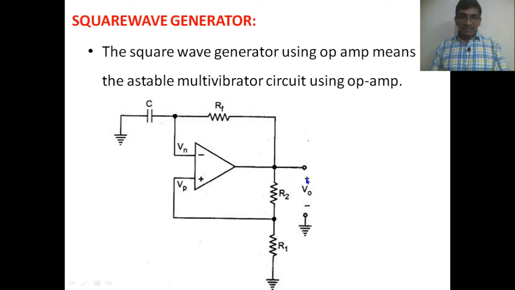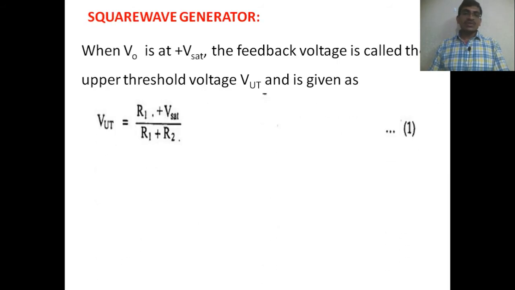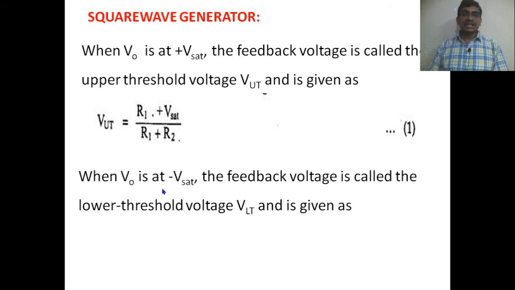Here we are assuming the output voltage is always at the saturation levels. So one of the reference voltages is plus VUT, the upper threshold voltage, which is equal to plus V saturation into R1 by R1 plus R2. When V0 is at negative V saturation, the feedback voltage is called the lower threshold voltage VLT and is given as VLT equal to minus V saturation into R1 by R1 plus R2.